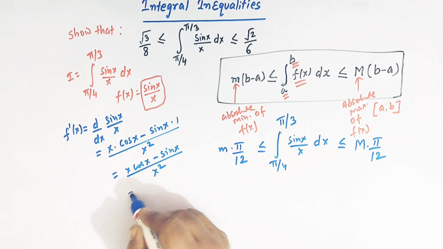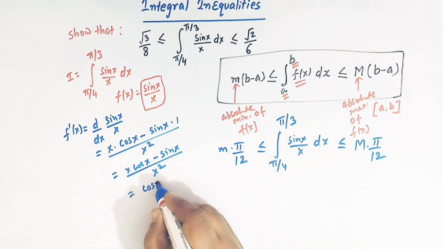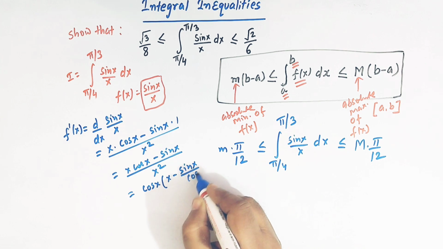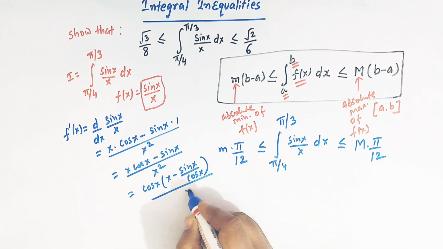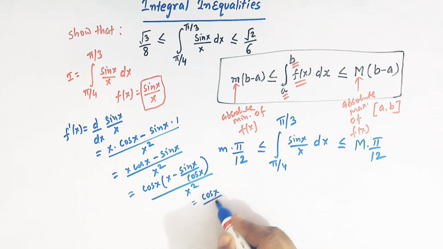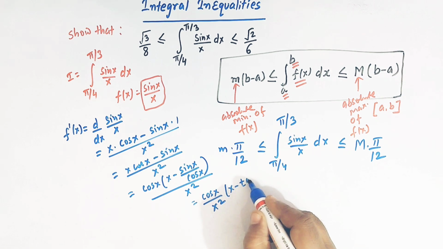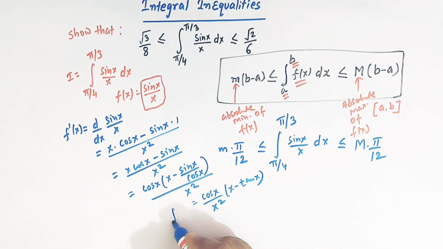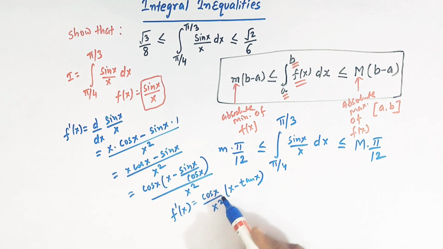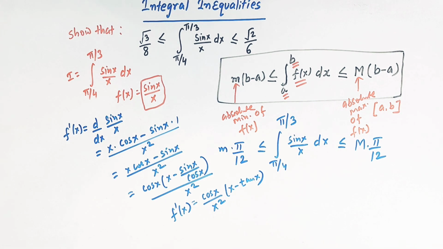So now let us take cosine x common in the numerator. We have cos x times x minus sine x over cos x, divided by x square, right? So this can be written as cosine x over x square times x minus tangent of x, right? So the derivative of f of x, f prime of x, is equal to cosine x over x square times x minus tangent of x.